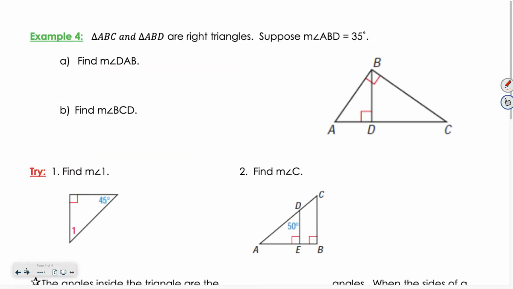All right, so let's go to example 4. Triangle ABC and triangle ABD are right triangles. Suppose that the measure of angle ABD, so that's this little guy right there, is 35 degrees. We're finding the measure of DAB and we're finding the measure of BCD. So take just a minute and get those two measurements.